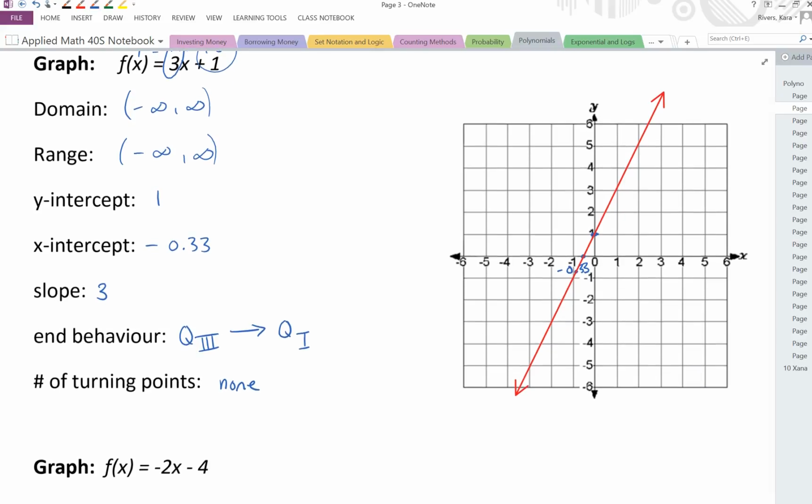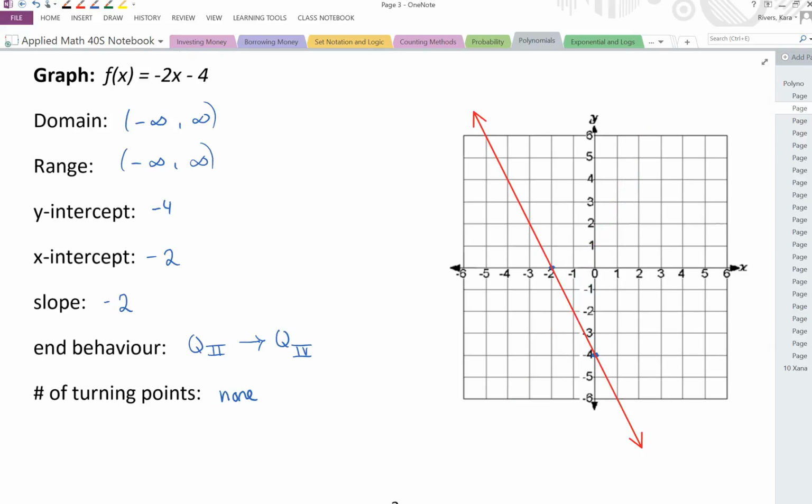This next one says graph f of x is equal to negative 2x minus 4. I'm going to ask you to do that one on your own and then come back and check with my answer.